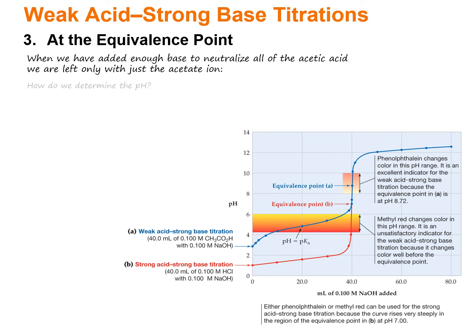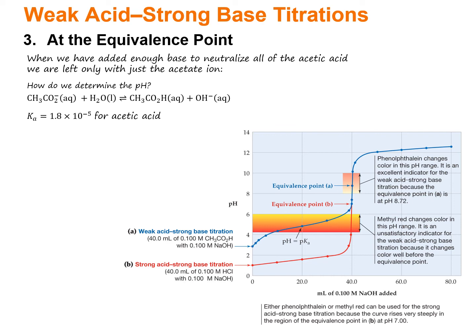To determine the pH, we should write the equilibrium we're looking at, with just the acetate ion yielding some hydroxide and acetic acid. We know Ka equals 1.8 times 10 to the minus 5 for acetic acid. Using our relationships, we can figure out the Kb for the acetate ion. We're looking for the concentration of that acetate ion, and this is nothing more than an ICE diagram that we set up.